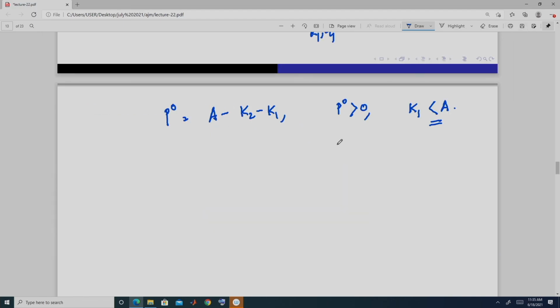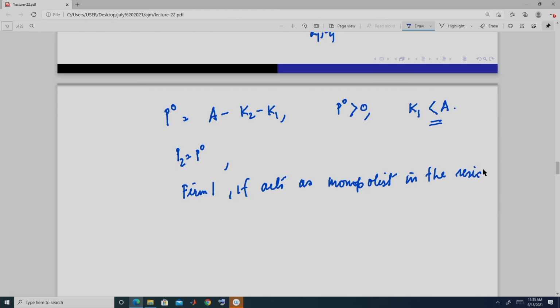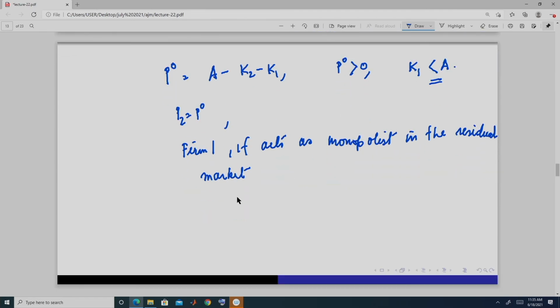Now, in this situation, suppose firm 2 sets this price P naught. If firm 1 acts as a monopolist in the residual market, what is going to happen?